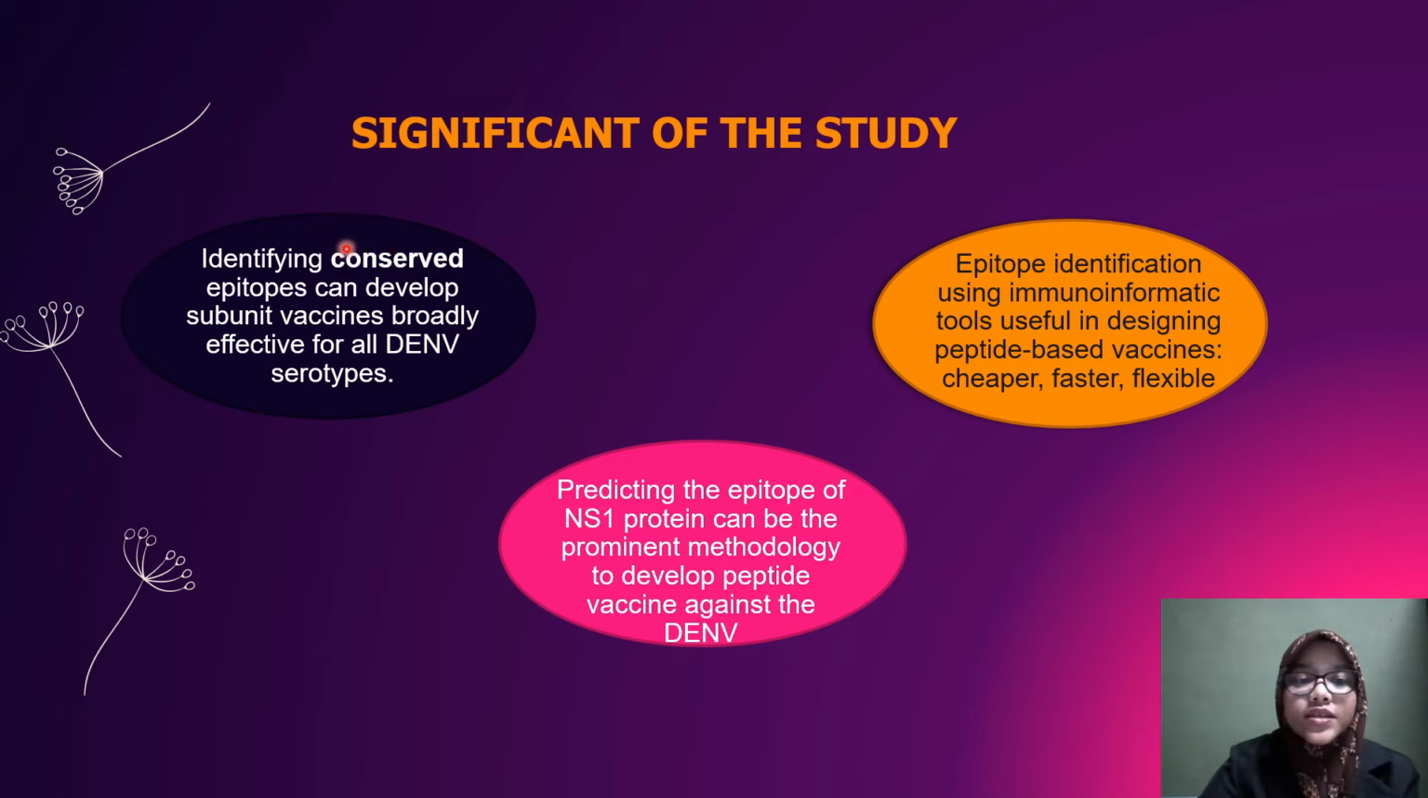First, identifying conserved epitopes can help develop subunit vaccines that are broadly effective for all dengue virus serotypes. Second, predicting the epitope of the NS1 protein can be a prominent methodology to develop a peptide vaccine against the dengue virus. Third, epitope identification using immunoinformatic or bioinformatic tools is useful in designing peptide-based vaccines as it is much cheaper, faster, and flexible.